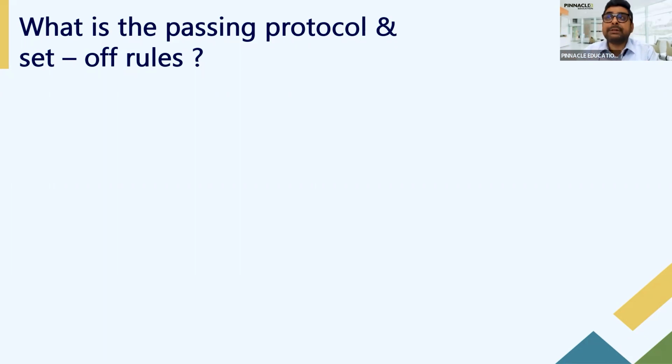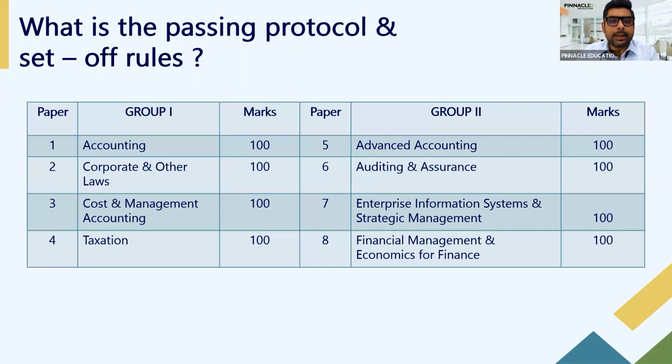So I'm going to tell you the benefit of doing all 8 papers together. And hence you will understand why you should get coached for all the 8 papers and not group wise. And this applies not just to CA Inter, but also to CA Final. Okay. Now, what is the passing protocol firstly in any CA Inter exam?